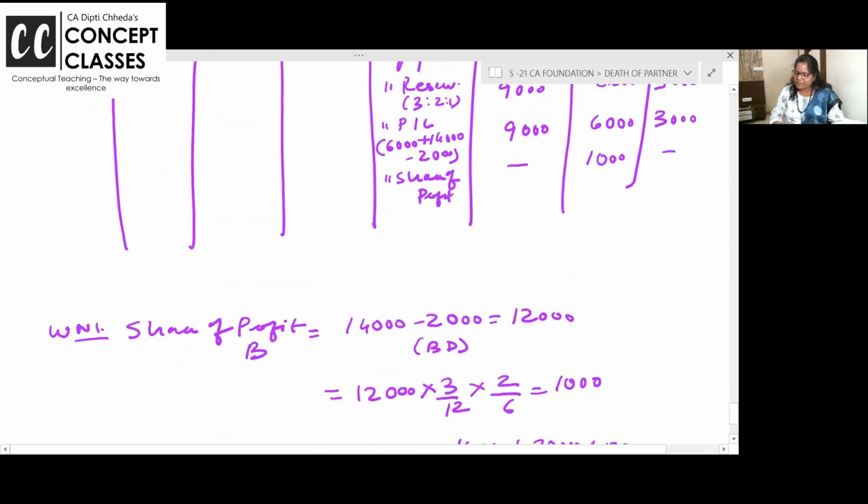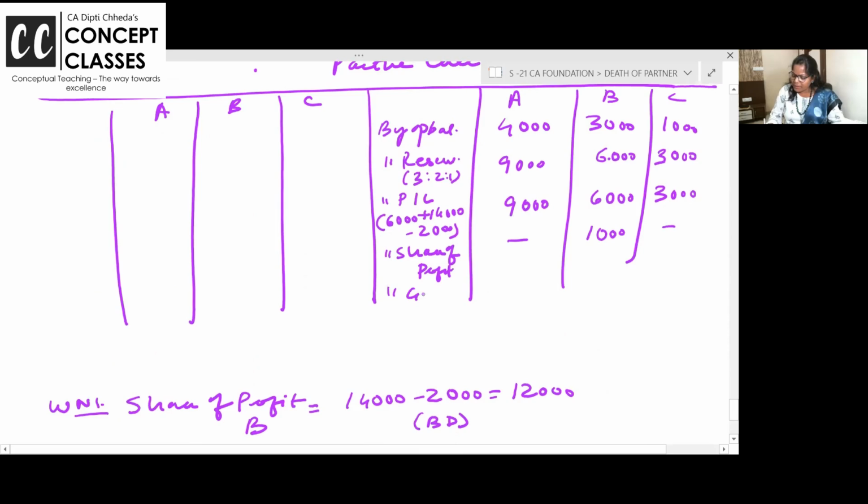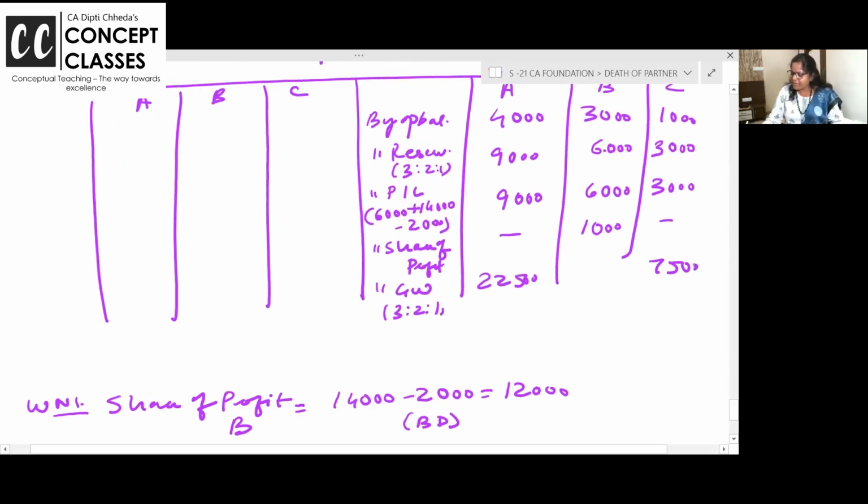Or the easy method: raise the goodwill in old ratio, 3:2:1. 45,000 into 3 by 6 is 22,500. 45,000 divided by 6 is 7,500, and the other is 15,000. Goodwill, did you all get it?